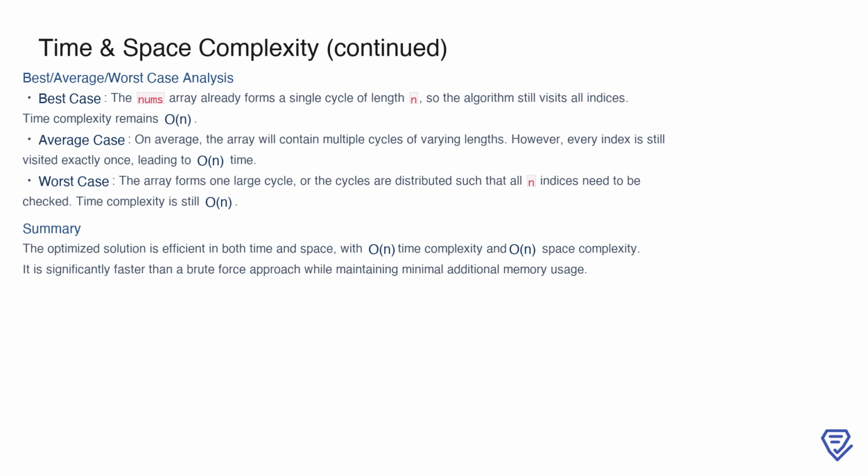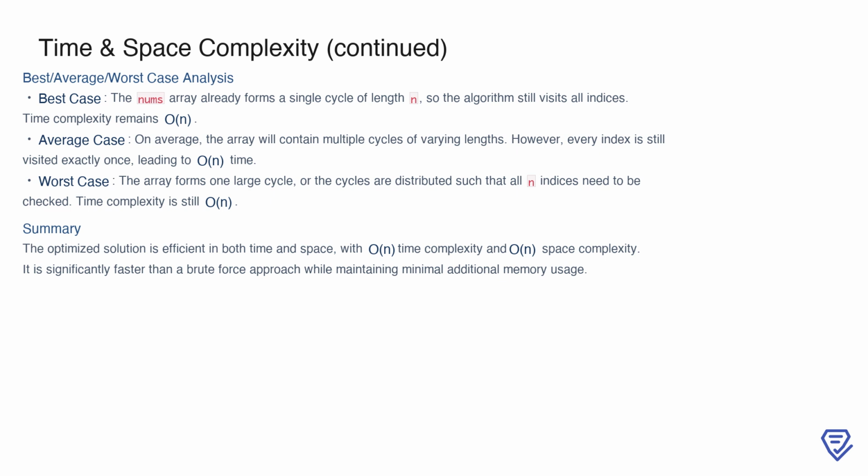In the best case, the nums array forms a single cycle that includes all n indices. Even in this case, the algorithm must visit every index, so the time complexity remains O(n). On average, the array will contain multiple cycles of varying lengths, but since each index is still visited exactly once, the time complexity continues to be O(n). In the worst case, the array either forms one large cycle or has cycles distributed such that every index must still be checked, which also results in O(n) time.